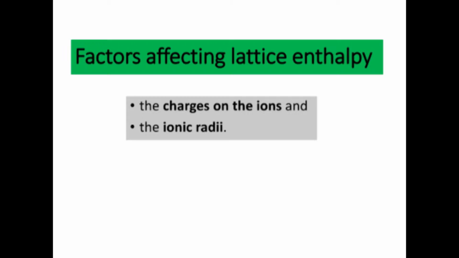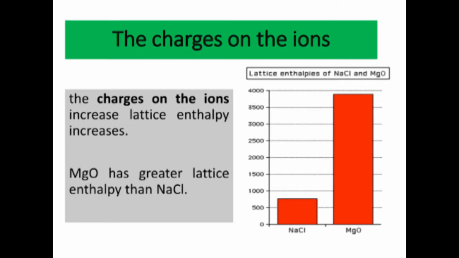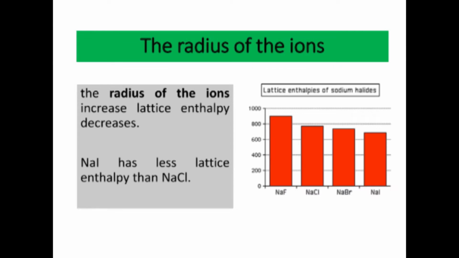Factors affecting lattice enthalpy: the charges on the ions and the ionic radii. The charges on the ions: as the charges on the ions increase, lattice enthalpy increases. Magnesium oxide has greater lattice enthalpy than sodium chloride because magnesium oxide has charges 2+ and 2-, while sodium chloride has 1+ and 1-. So naturally magnesium oxide has greater attraction between the positive and negative ions, so it has greater lattice enthalpy.